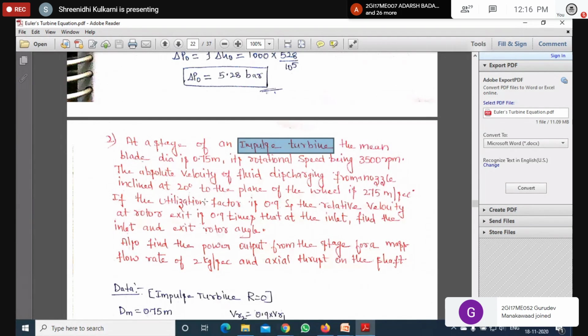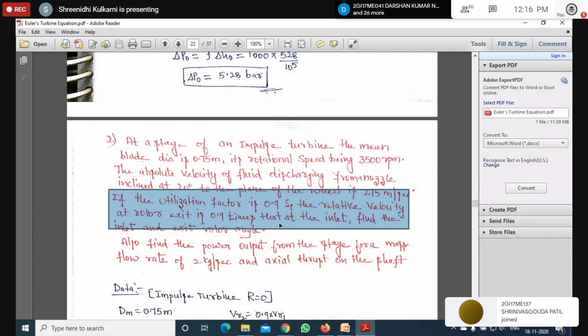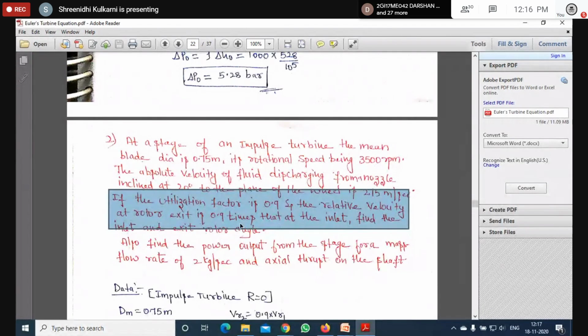But in the problem statement here you can see, the given relative velocity at rotor exit is 0.9 times that at the inlet. So this is very important. Please underline here. So they given the relative velocity at rotor exit, that is VR2. VR2 is equals to 0.9 times VR1.